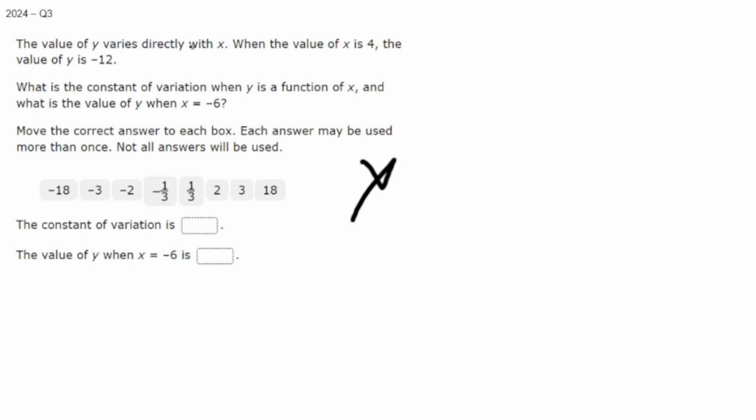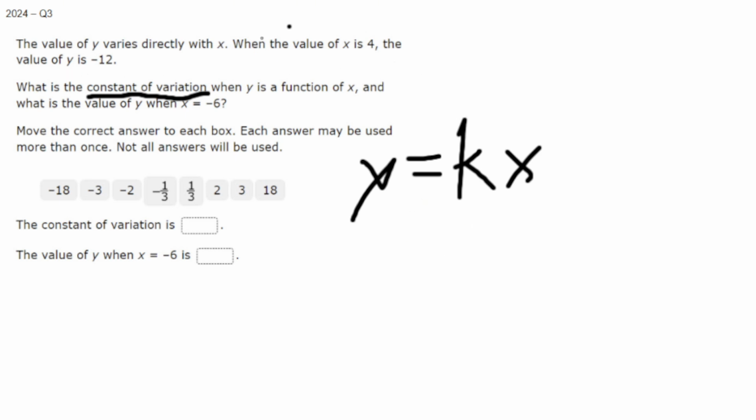So here, instead, what you're going to be using, and it was given to you here, is what is the constant of variation? When it tells you that, you're going to go ahead and do y is equal to kx. And then here, it tells us when y is a function of x, and what is the value of y when x is equal to negative 6. That's one of the problems it gives you, but it does give you the opportunity previously as well. The value of y varies directly with x. When the value of x is 4, the value of y is negative 12.